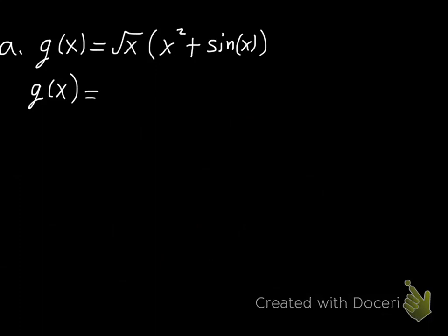So let's look at this one. We have square root of x times x squared plus sine of x. So this is a product of two functions. The functions are the square root of x and x squared plus sine x. To make this a little bit easier to do, I'll write this as x to the 1/2 times the quantity x squared plus sine x.